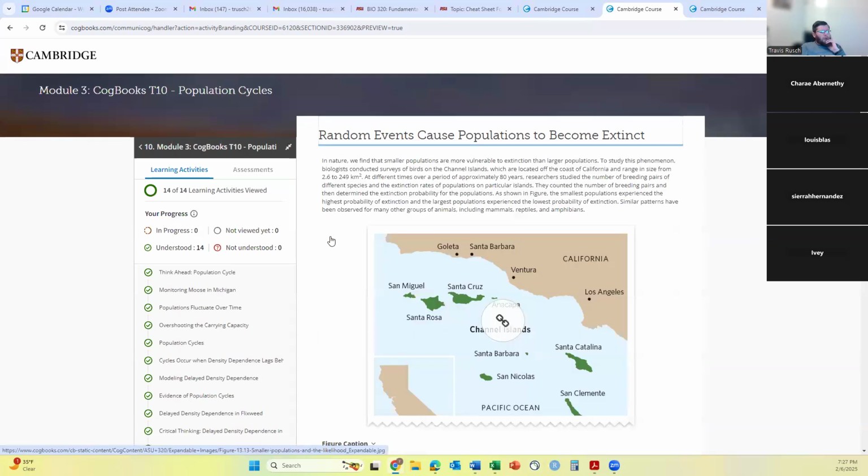Okay, so this is talking about random events that can cause populations to become extinct. What are some of the random events that they talked about? Natural disasters. Yeah, right. If you have a small island or a small area, and therefore a smaller population, and a natural disaster such as a flood, a fire, or a volcanic eruption occurs, that can cause extinctions in certain areas. And the smaller the population, the higher the probability of that population going extinct.